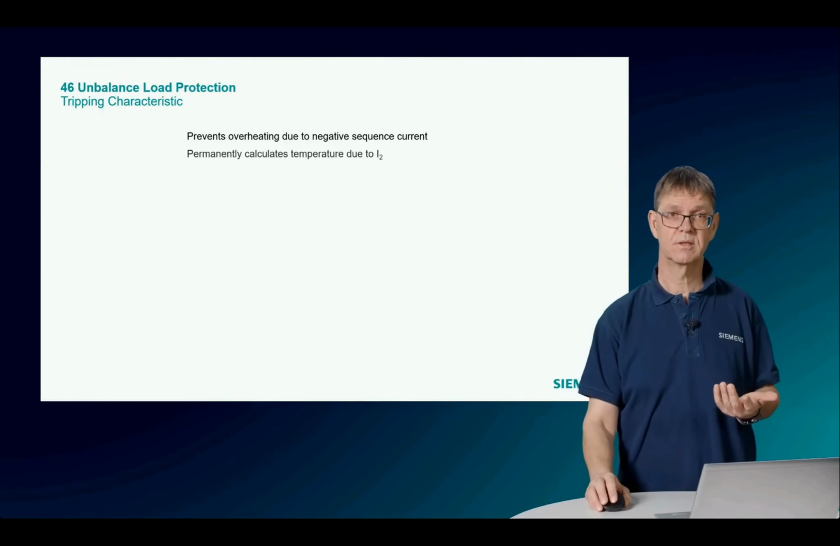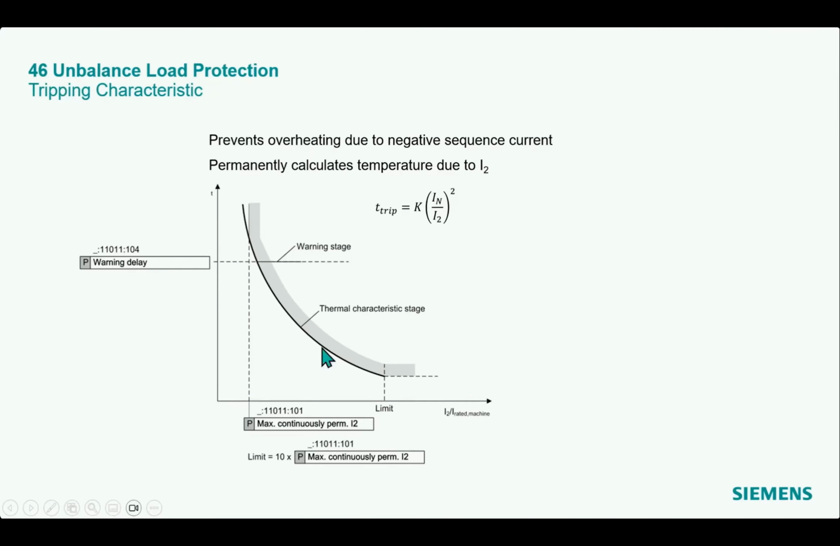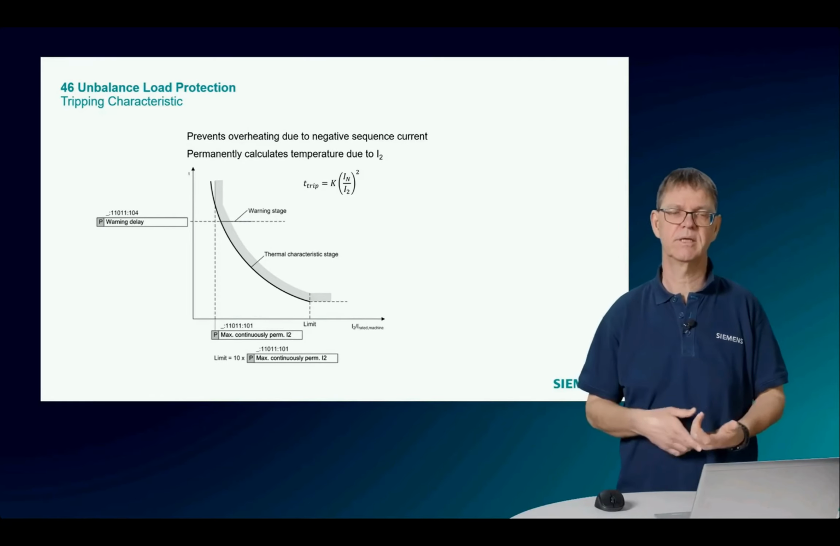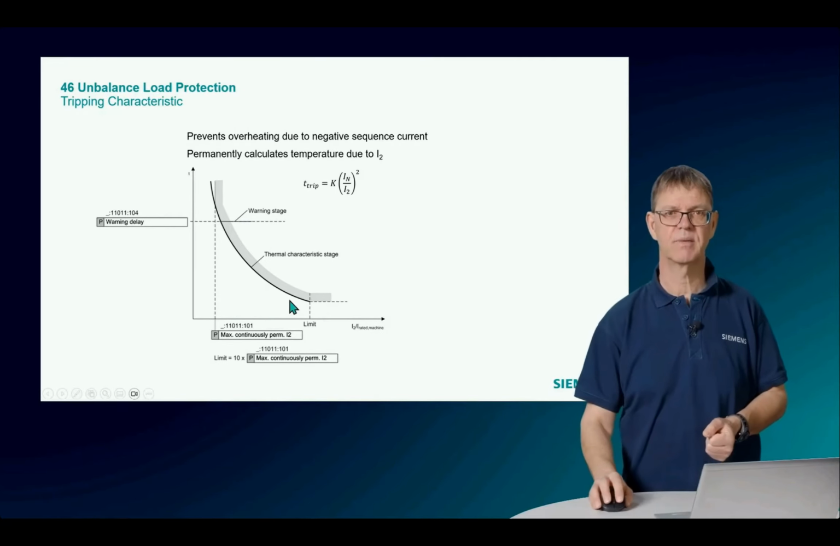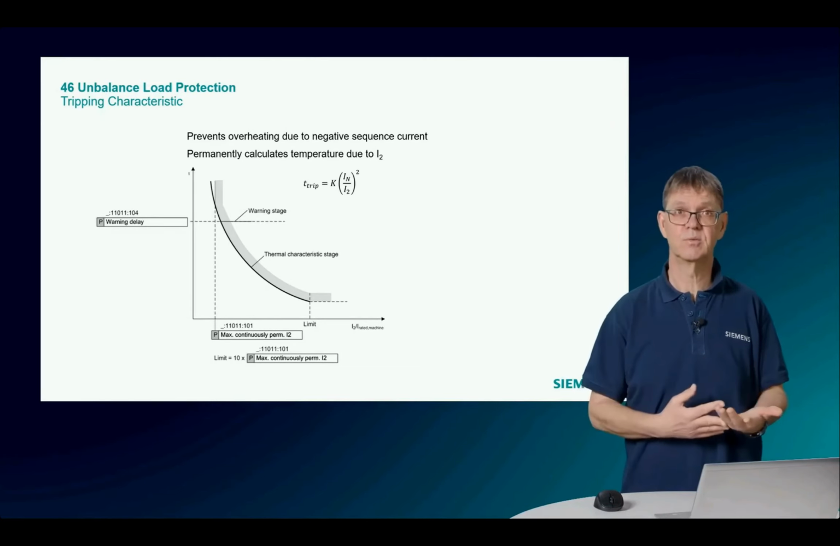Tripping characteristic is like that. So inverse time, similar to the starting time supervision, a thermal model is behind, and we have a starting value. This is the maximum continuously allowed negative sequence current. So normally a couple of percent of current is allowed, like 5 to 10% maybe, where the motor manufacturer says that's okay. And if we go beyond that value, then we start calculating the temperature here. And with a maximum limit, for the tripping time, not to interfere with the overcurrent protection.